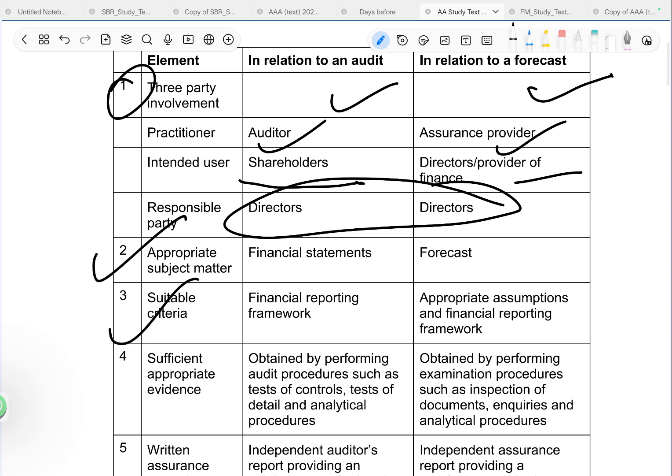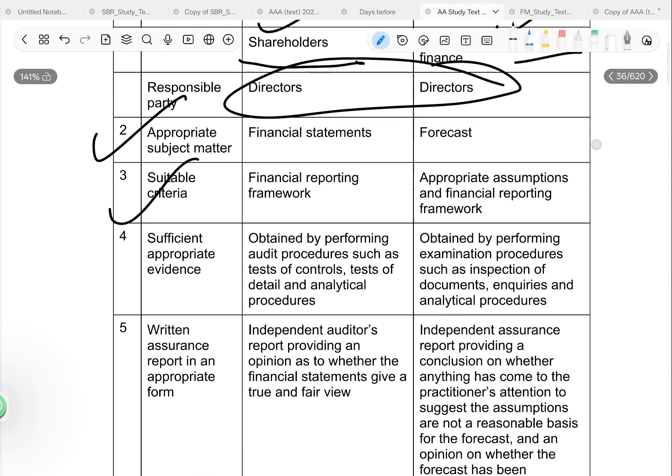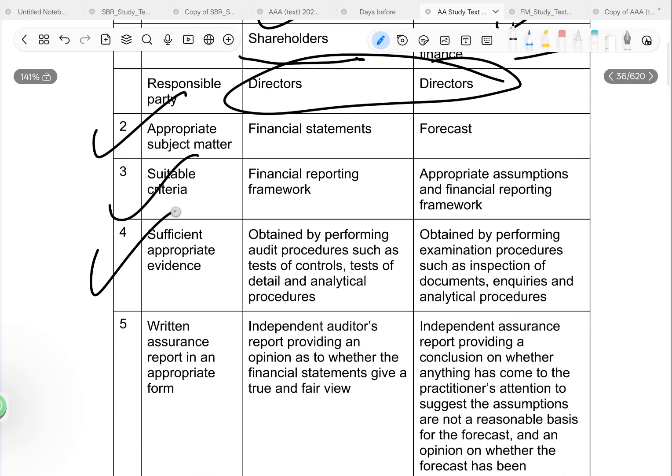For financial statement audits, the criteria used are the financial reporting framework, such as accounting standards. In the case of a forecast, the criteria include appropriate assumptions as well as a financial reporting framework. This is because forecasts are based on assumptions about the future, so those assumptions must be reasonable. The fourth element is the sufficient appropriate evidence.